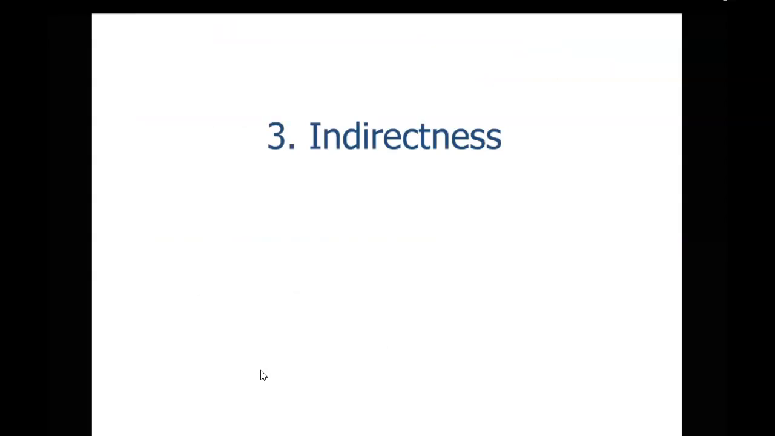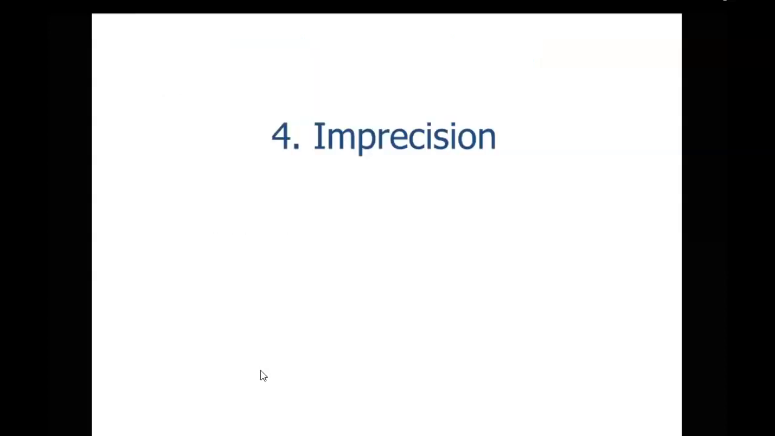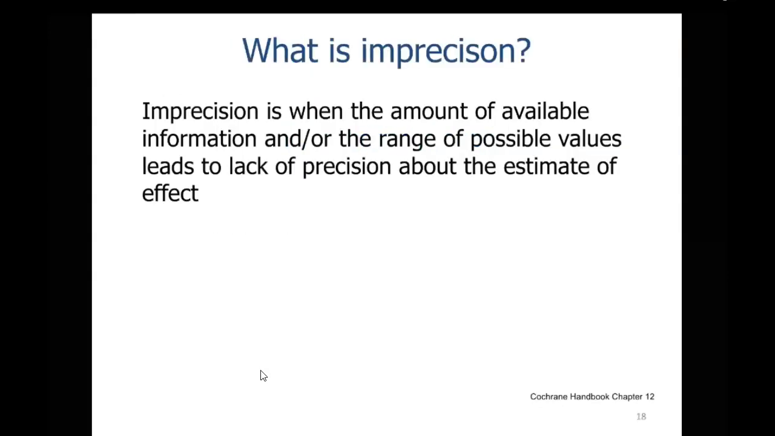The third component, indirectness, basically refers to the available evidence not directly addressing the review questions, right? So available studies might include populations, interventions, comparators, or outcomes that do not fully address the review question or are limited in some important way. So there isn't a direct connection between what the review set out to find out and what is in the studies. Imprecision is the 4th category, and imprecision refers to when the amount of available information and or the range of possible values leads to lack of precision about the estimate of effect.